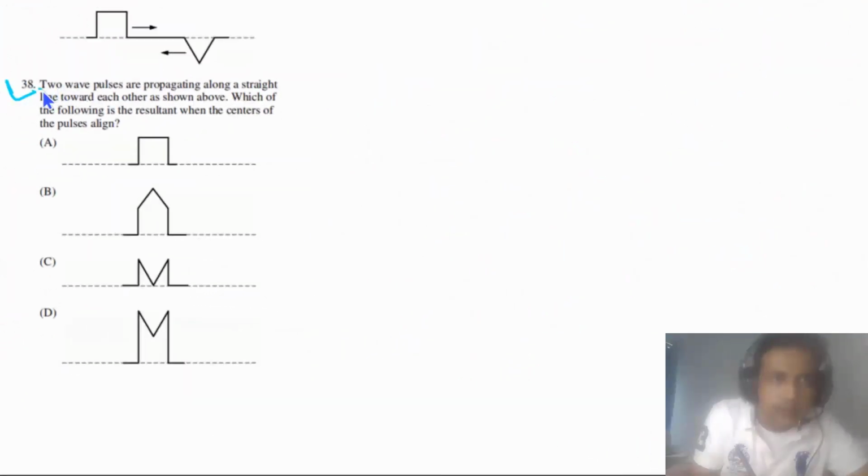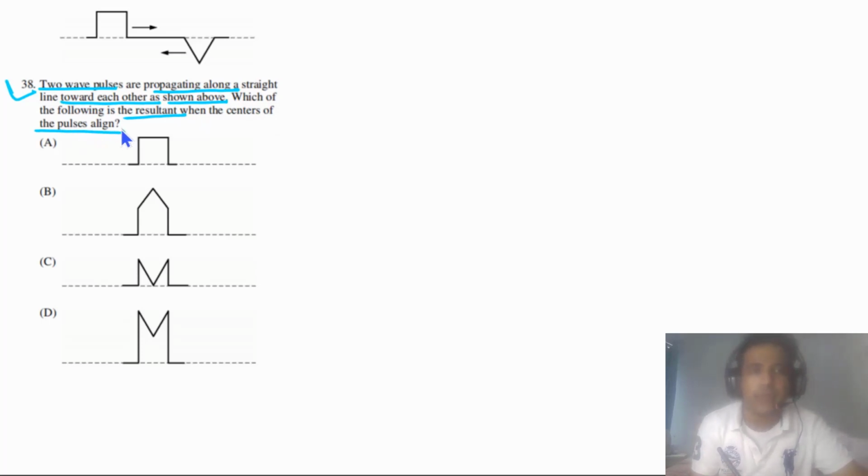Question 38 says two wave pulses are propagating along a straight line toward each other as shown above. Which of the following is the resultant when the centers of the pulses align? Centers of the pulses align. So in this case, when these two waves meet, what is the resultant wave?